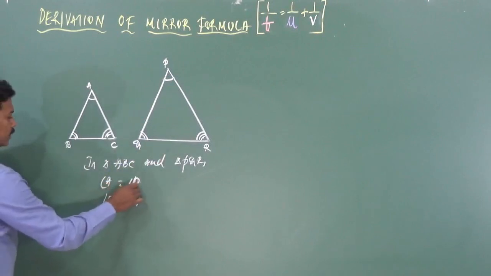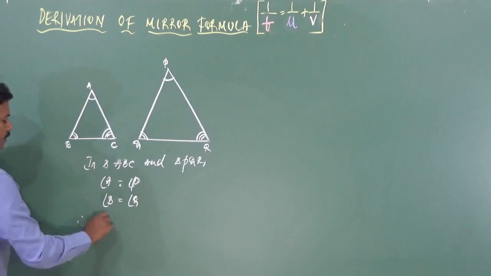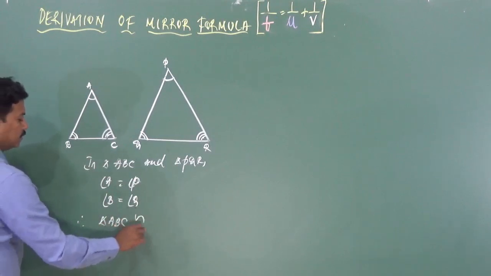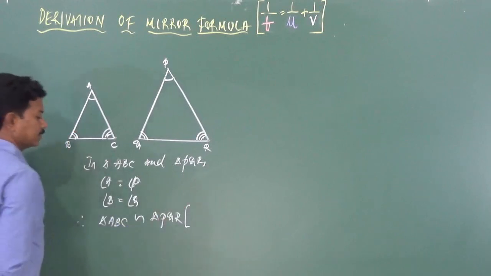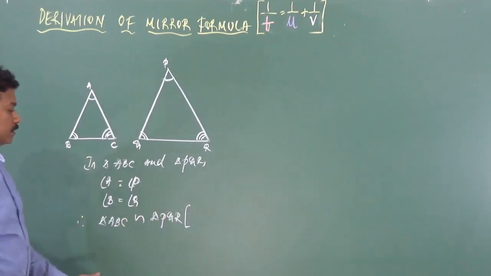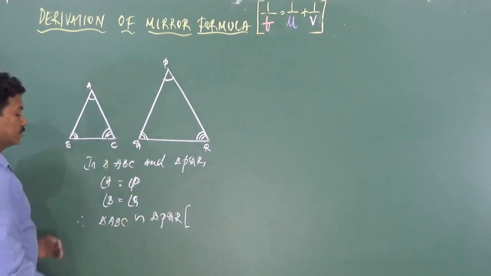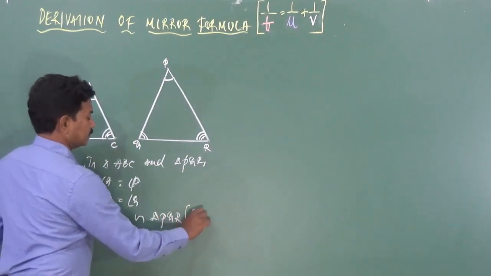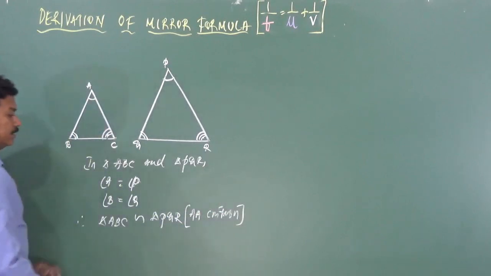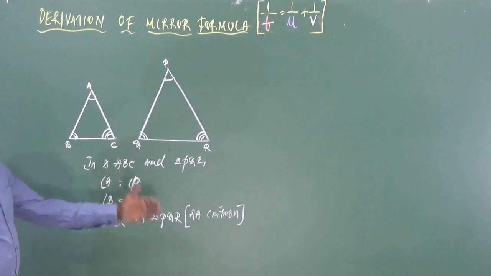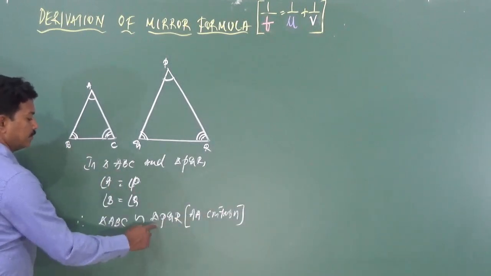So angle A is equal to angle P and angle B is equal to angle Q. Therefore triangle ABC is similar to triangle PQR. Here, this method of proving two triangles similar based on two angles is called a criterion, that is the AA criterion, the AA similarity criterion. According to the AA similarity criterion, these two triangles have become similar.